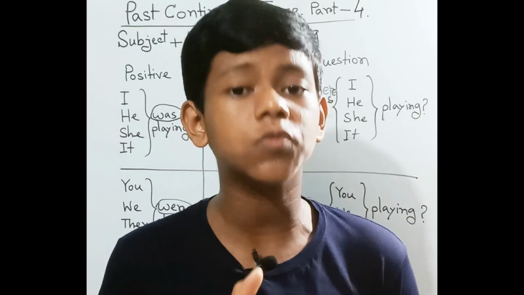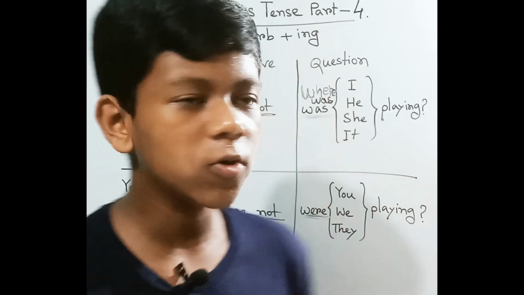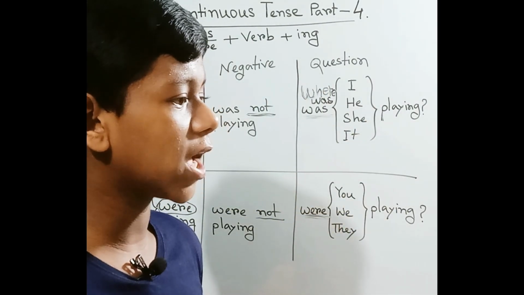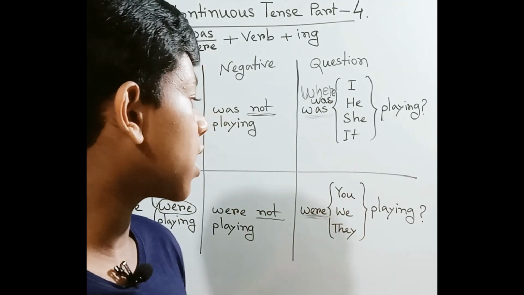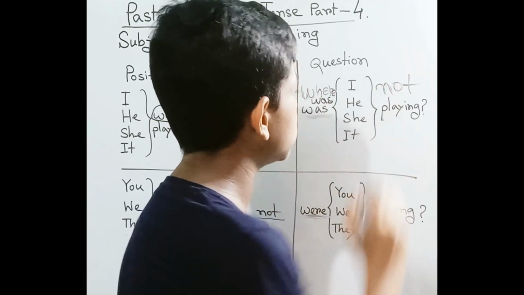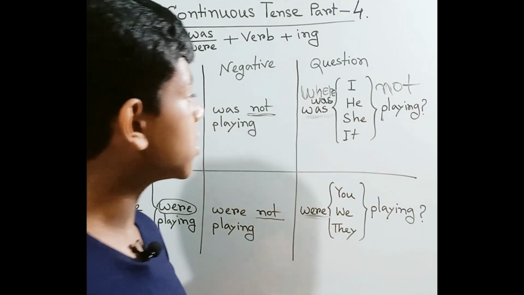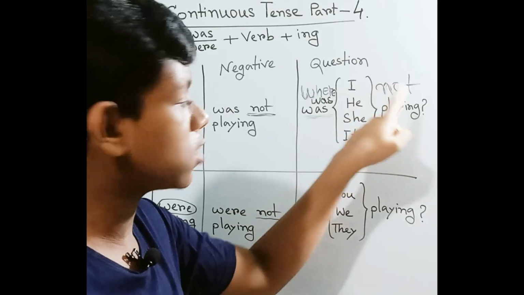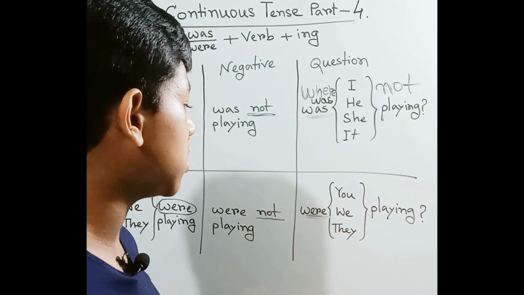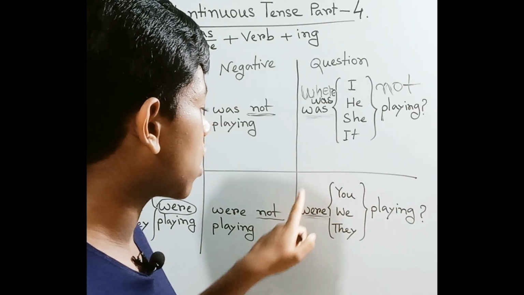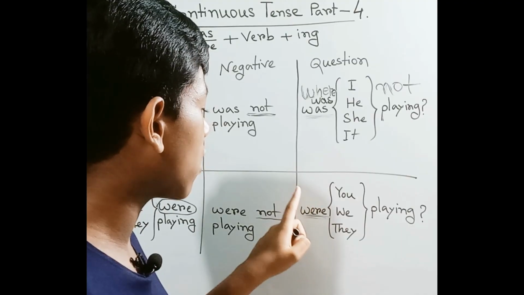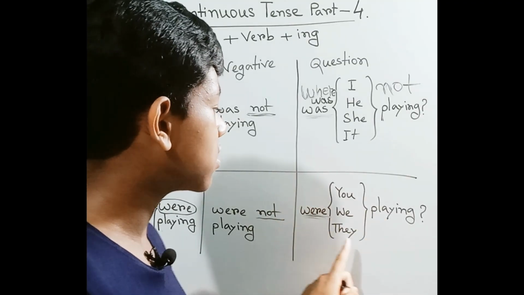And if you want to make it into the negative form of question, you can simply add "not" here. I have already told you. If you want, you can add the "not", then it will be nice. For example: Where was I not playing? Where was he not playing? Where was she not playing? Where was it not playing? Same key point here. Where were you not playing? Where were we not playing? Where were they not playing?